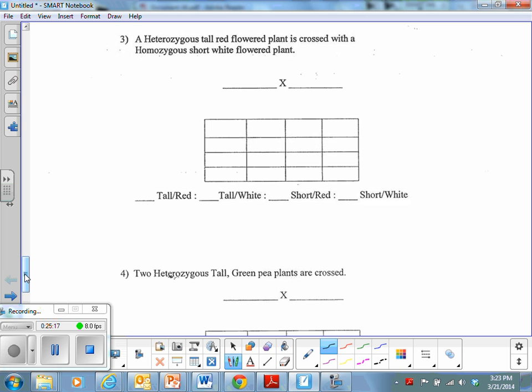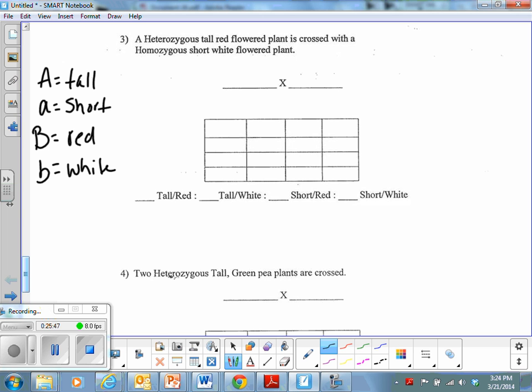So if it's heterozygous and I see tall and red, I know tall and red are going to be the dominant alleles. So capital A will be for height, so that'll be tall. Lowercase a would be short then. Okay, so then B is going to be the gene for color. So I know that the dominant allele is red, and they haven't told me the recessive allele yet, so I've got to keep reading. Plant is crossed with a homozygous short white, so white will be the recessive.